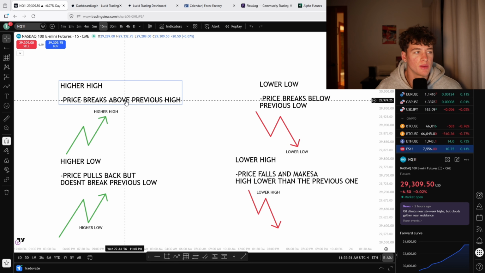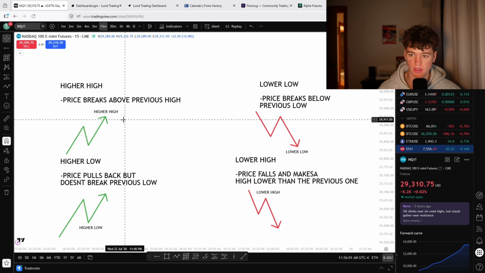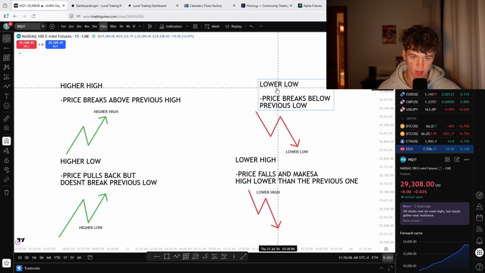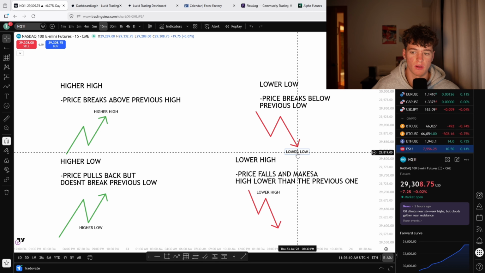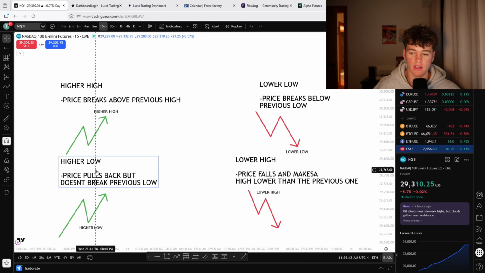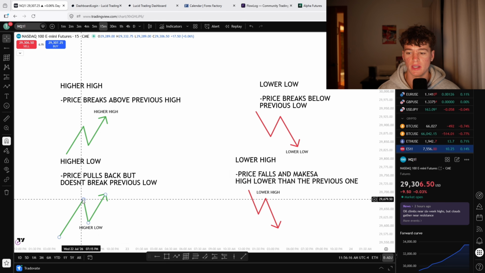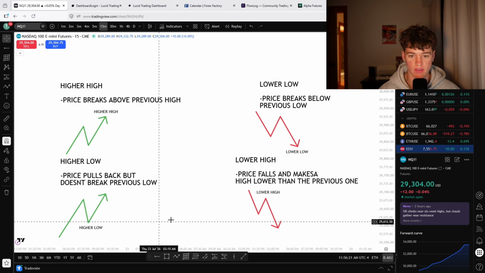All right, so I just drew something up here for you guys. I hope that this helps you out. We're just going to go over the four structures that we just talked about. So a higher high: price breaks above a previous high. So this is our higher high. Lower low: price breaks below a previous low. So this will be our lower low. Higher low: price pulls back but doesn't break the previous low. So price pulled back, but it didn't break our previous low, and this is our higher low.